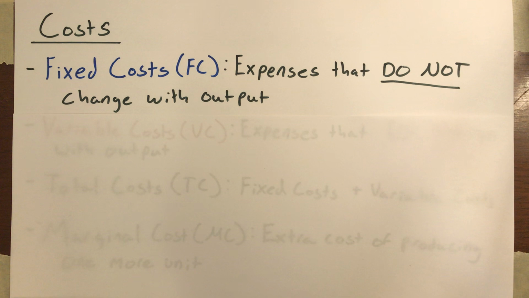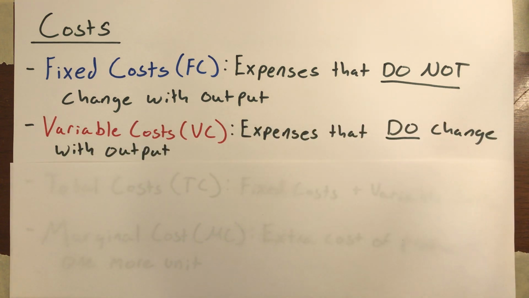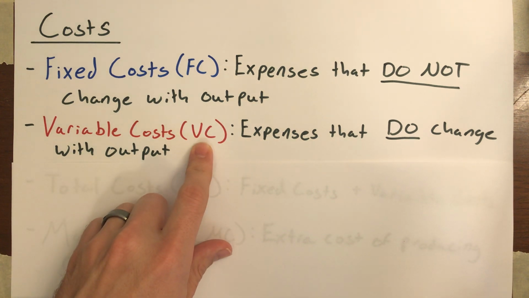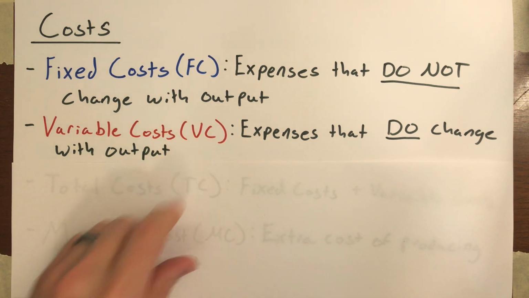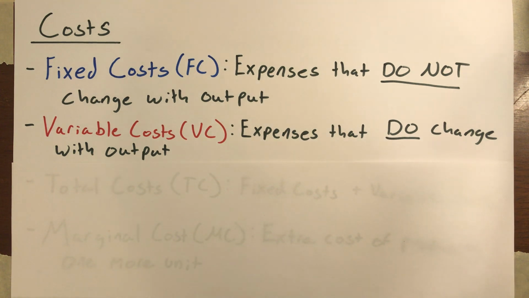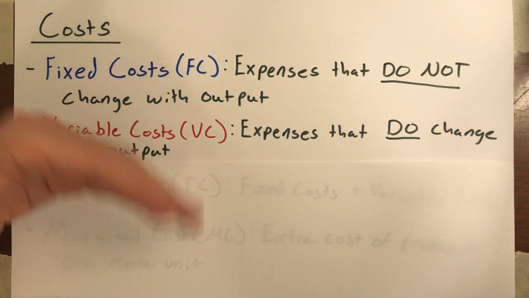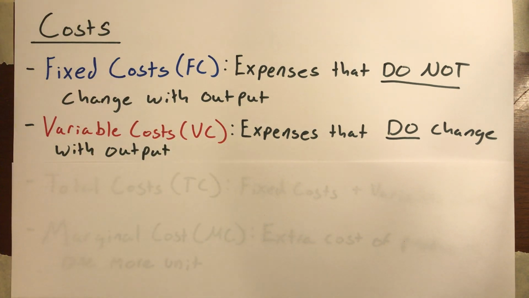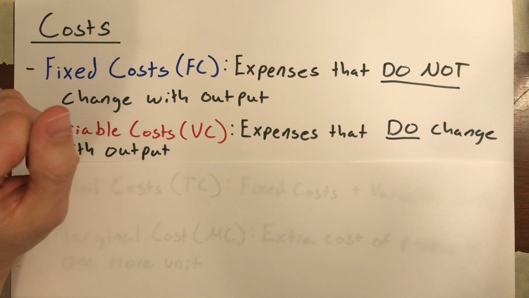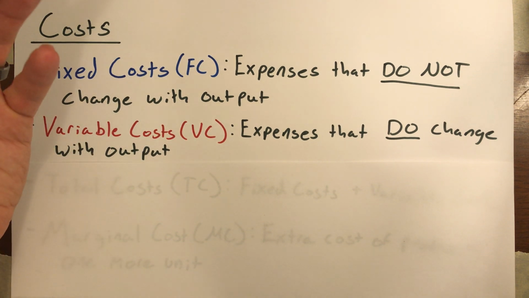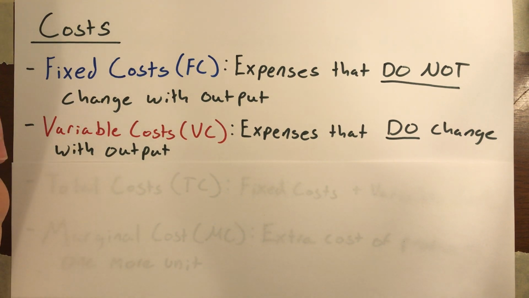Second, you have variable costs. Variable costs are expenses that do change with output. And of course, we'll shorten variable cost on most of these pages to VC. Variable costs are going to be things like most of the wages that you pay to your workers. You hire more people, you've got to pay more wages. You work your employees longer hours, you're going to have to generally pay them more money.